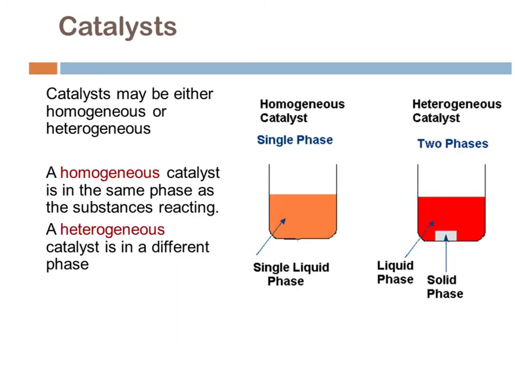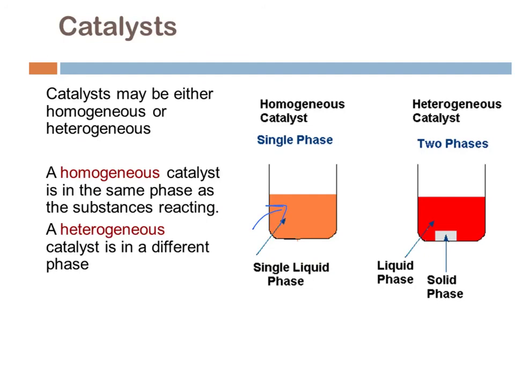Finally, it's worth knowing that there are 2 types of catalysts. There's homogeneous and heterogeneous. A homogeneous catalyst is one that is in the same phase as the substances reacting. For example, if we have a reaction that's all in the liquid state, then the catalyst that's homogeneous would also be liquid.